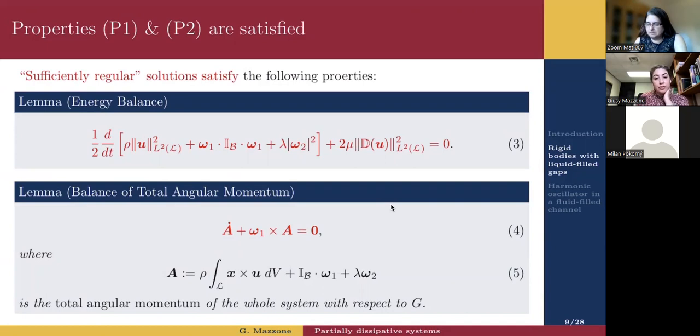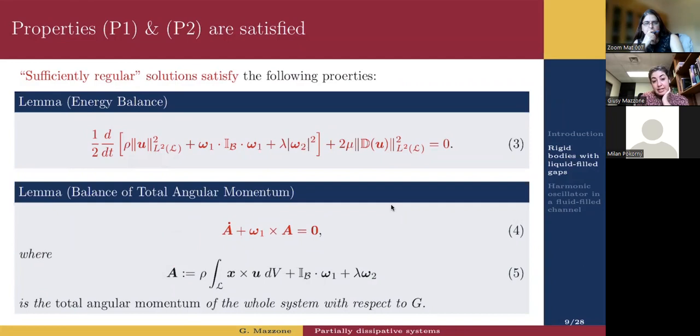And to this, one can show also that if you define A, which is the total angular momentum of the system with respect to the center of mass of the system, then in the moving frame, the frame that is attached to the outer body, there is this balance law. One consequence is that the magnitude of A is conserved at all times. You can just dot multiply this equation by A, and you see that the derivative of the magnitude of A is zero. However, in this equation we have the fluid velocity, which is the absolute velocity of the fluid.